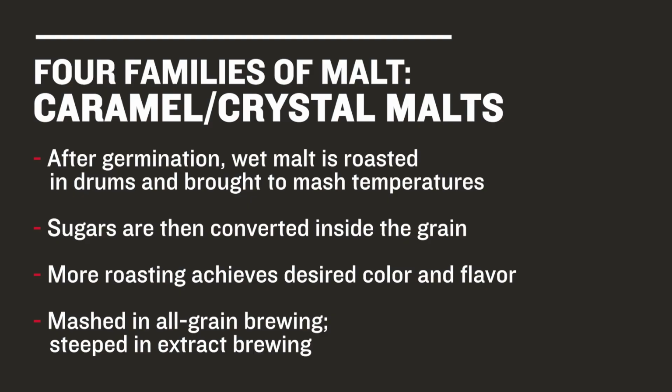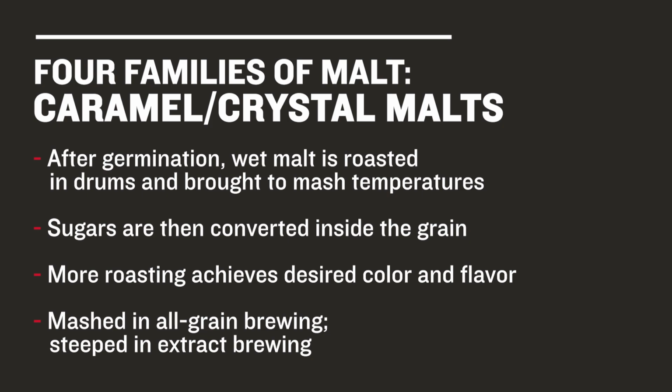Caramel or crystal malts are a relatively modern invention. Their production differs from standard process malts in that after germination, the wet malt is loaded into roasting drums and brought to mash temperatures, which converts starch to sugar inside the grain itself. This temperature is then increased to roast them to the desired color and flavor.